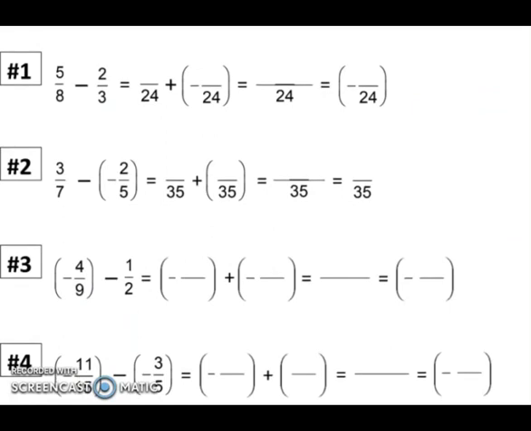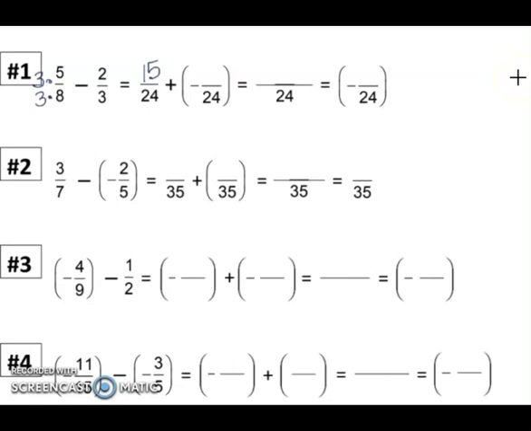Okay, let's look at number 1. So we have 5/8 minus 2/3. They already found the common denominator of 24. So I know that 3 times 8 is 24, so I'm going to multiply the top and bottom by 3. That gives me that this is 15 over 24.